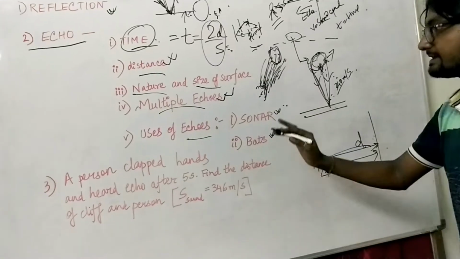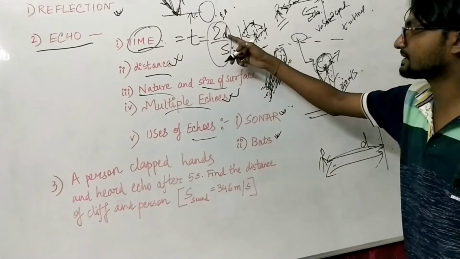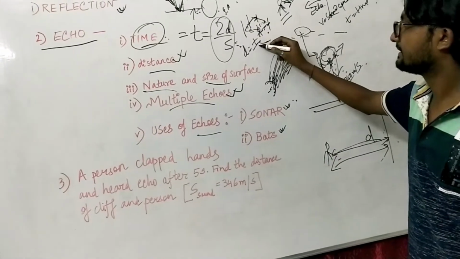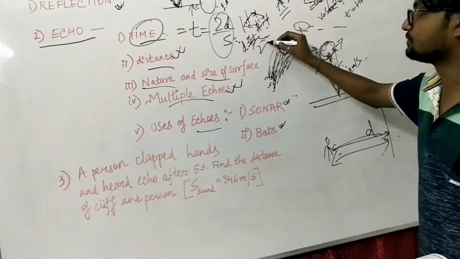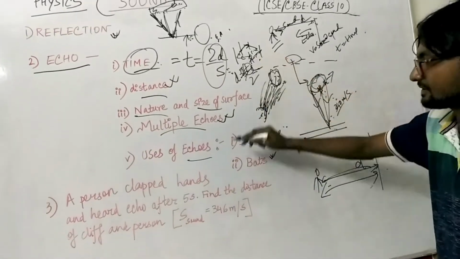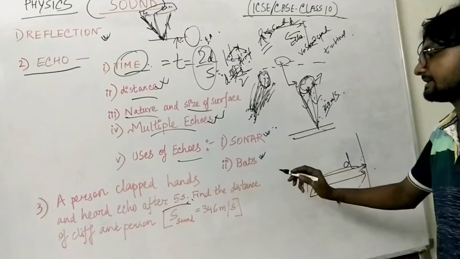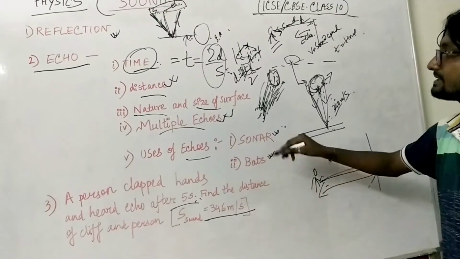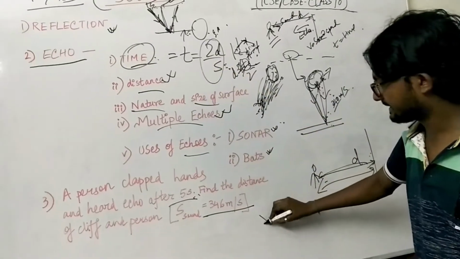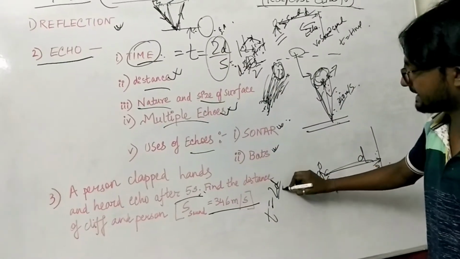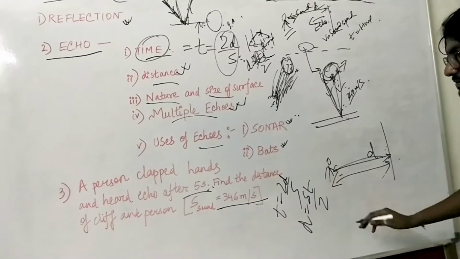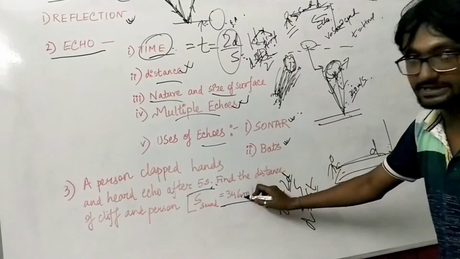Over here we also find the distance. Distance d is equal to s times t by 2. So what is echo? It is heard after t, which is 5 here. Find the distance, and the sound speed is given over here. So we can conclude that t is equal to 2d by s, so d will be equal to st by 2. Here s is the speed of sound that is given.